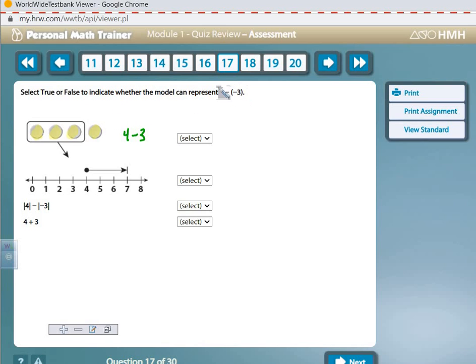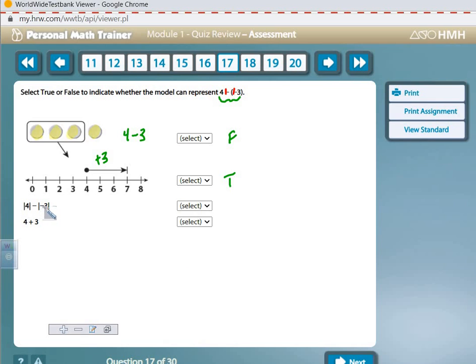Either way, it's not what we want, right? This is a positive minus a negative, and these are all the same. So this one's going to be false. Now, subtracting a negative moves us to the right. This would be 4 plus 3. Do you guys agree? This is 4 plus 3 is 7. Does this equal 4 plus 3? It does, because subtracting a negative is the same as adding a positive. So this one's going to be true.